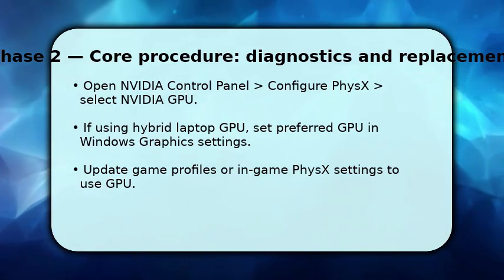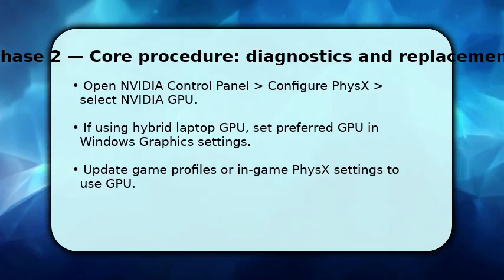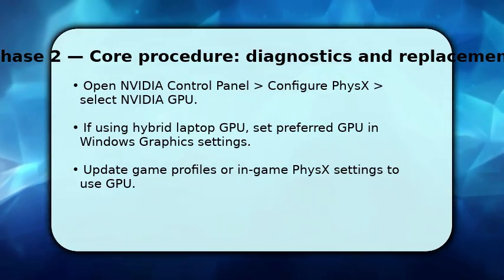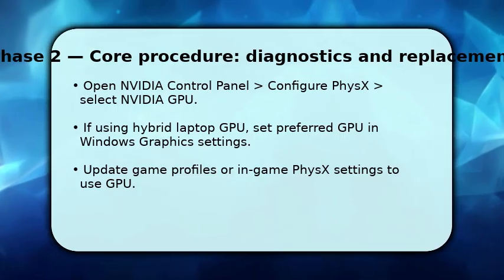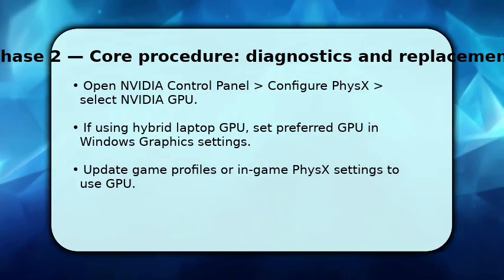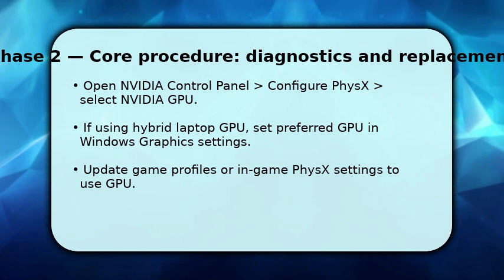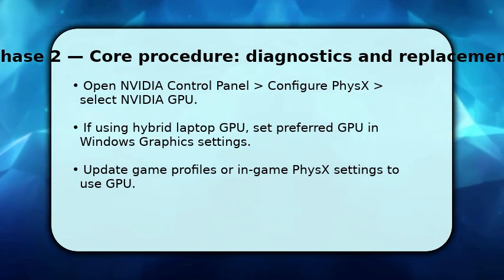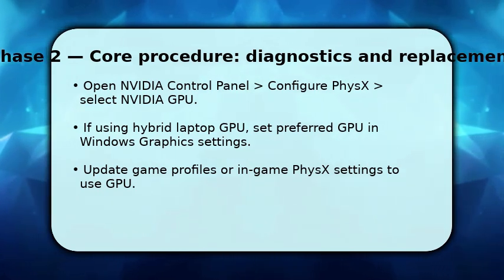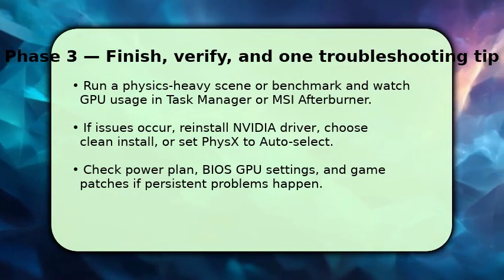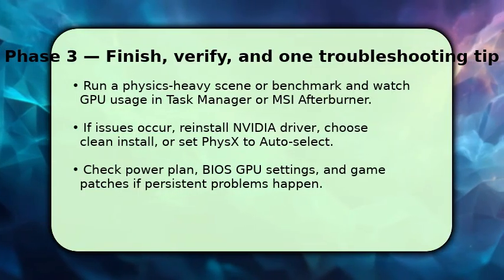Also, open the game's own settings and set PhysX to GPU or Nvidia PhysX where available. This ensures both system and application route PhysX calculations to the same accelerator. You finish by testing. Run a PhysX heavy level and monitor GPU usage to confirm Nvidia carries the PhysX load.